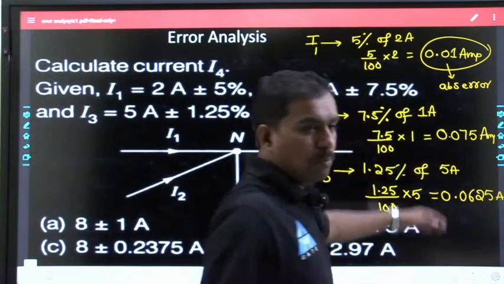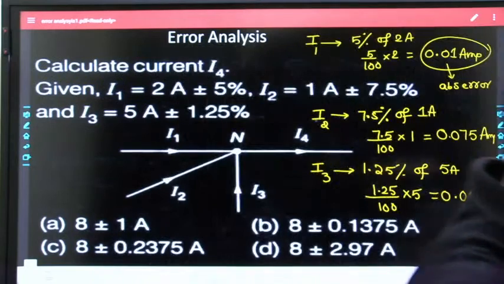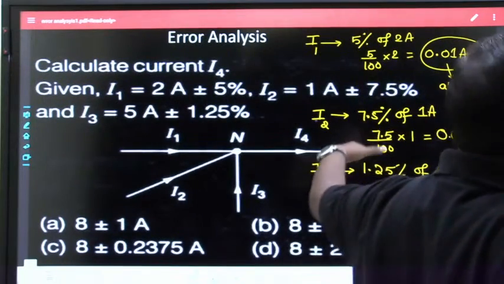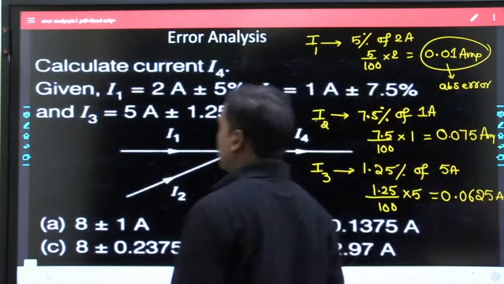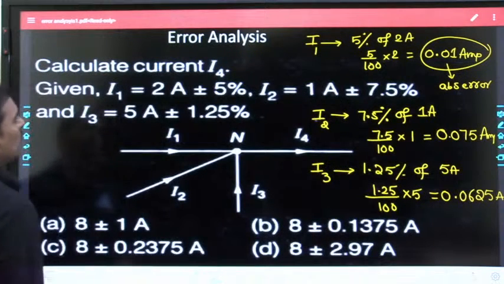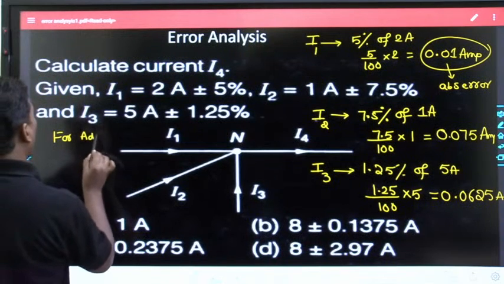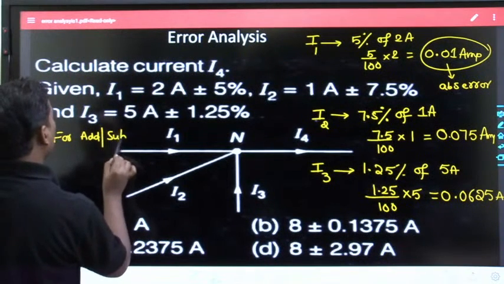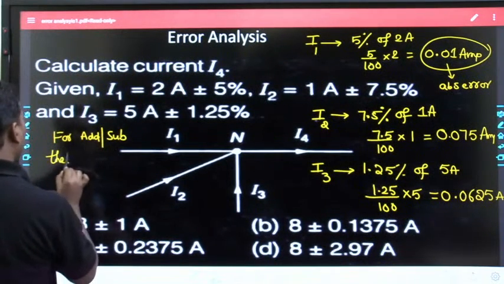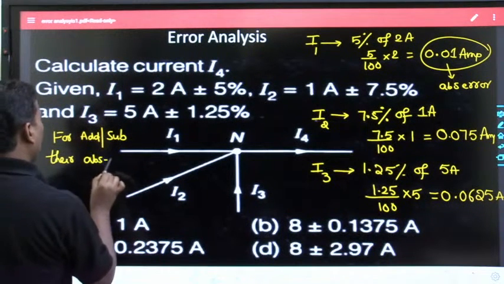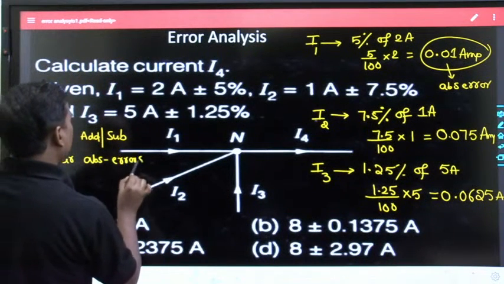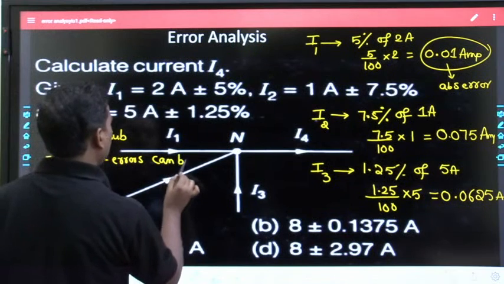So these all are absolute errors. Okay, dear students, these all are absolute errors. So all these absolute errors must be added or not? Okay? For addition or subtraction of quantities, their absolute errors must be added. Am I right or not? Their absolute errors can be added.